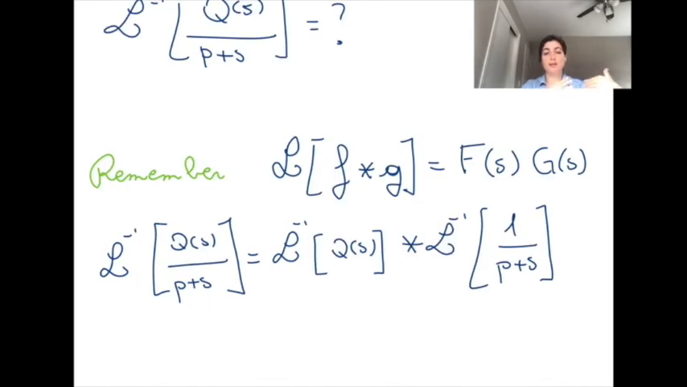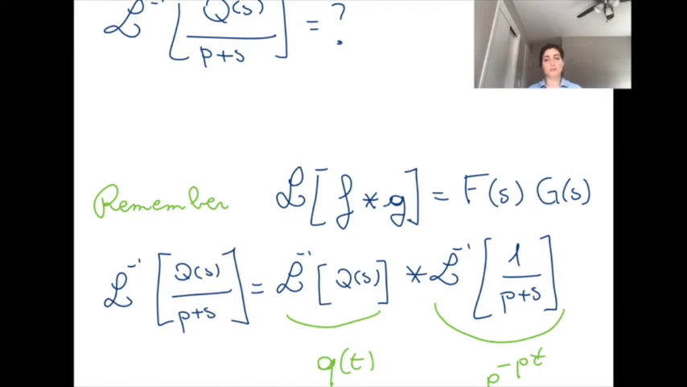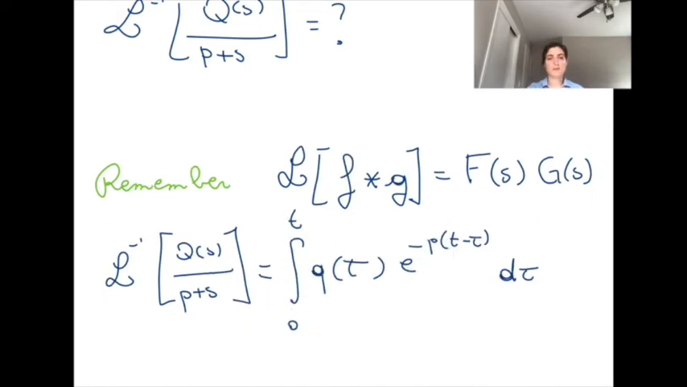We want to remember that the Laplace transform of the convolution of two functions is the product of the Laplace transforms of the two functions. In this case, this is very useful because we are doing the inverse Laplace. So the inverse of a product is the convolution of the inverses. So we can split it: the inverse Laplace of Qs, convoluted with the inverse Laplace of 1 over p plus s. Again, 1 over p plus s, we know how it transforms through Laplace. And the inverse of capital Qs is qt by definition. So we can very easily write the inverse Laplace of this fraction as the convolution of q and the exponential of minus pt.